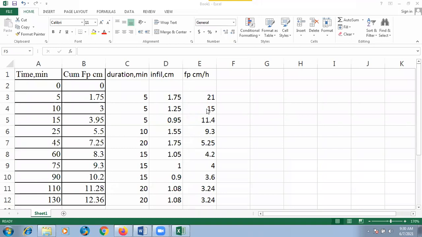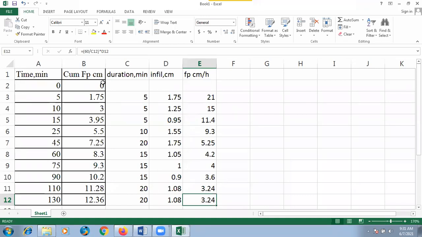Yes, sir. Okay. Then you remember one thing, towards the end here, the value 3.24 repeats. Therefore, this value is nothing but the constant value of infiltration. 3.24 is the constant value of infiltration, which we are discussing in Horton's equation. So this is something we need to do.